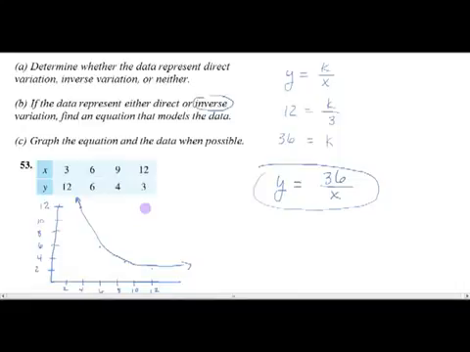All right. So any of the direct models, they're going to be straight lines, and the inverse models are going to look like this, where they start high and then they fall off, where when x is getting larger, y is getting smaller.